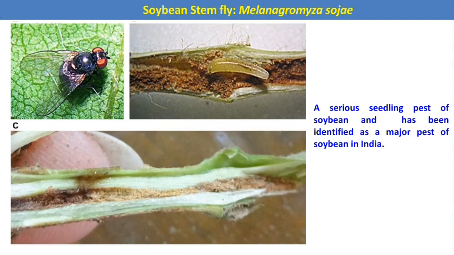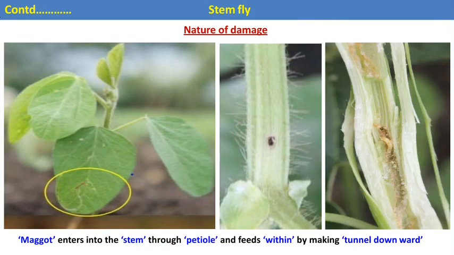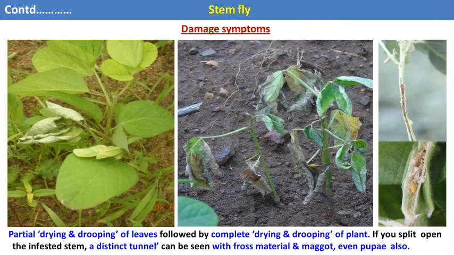The species is Melanagromyza sojae and it is a dipteran pest, hence the damaging stage is the maggot. After hatching from the eggs, the maggots enter into the stems through the petiole and feed within by making a tunnel downwards and feeding on the inner content of the stems, hence known as stem fly. As a result of feeding, in case of severe infestation, partial drying and drooping of the leaves occurs, followed by complete drying and drooping of the plant.